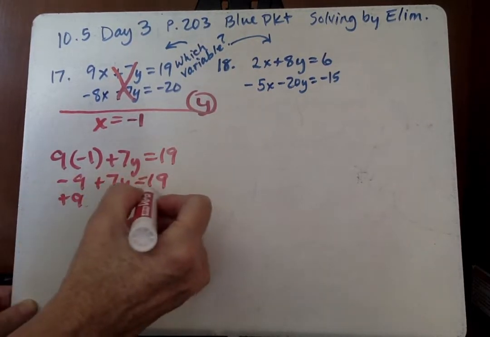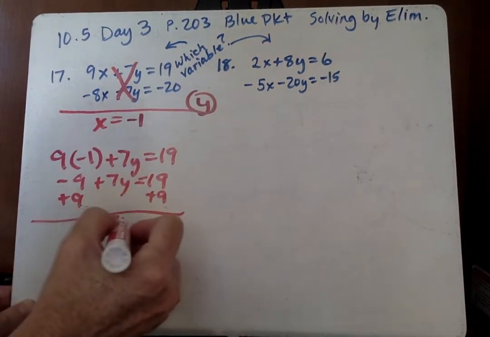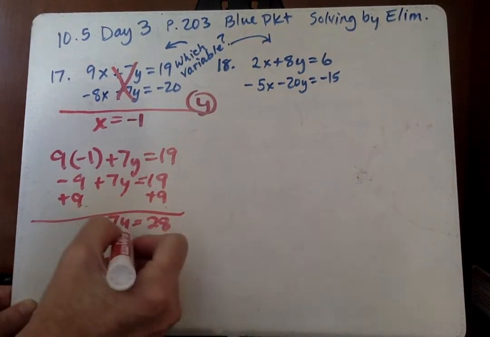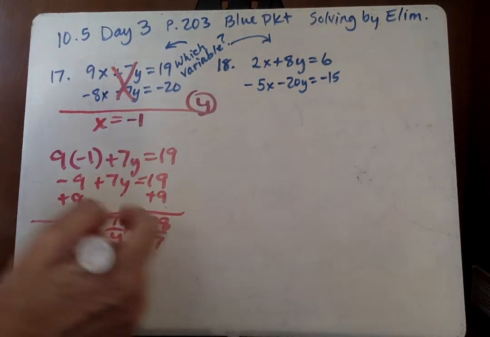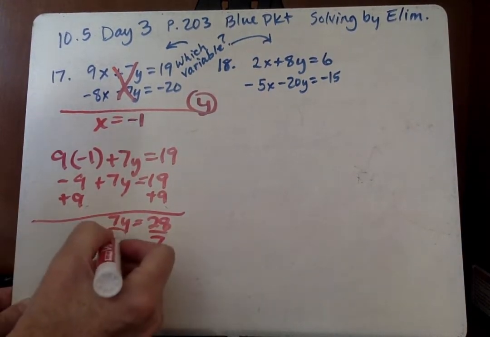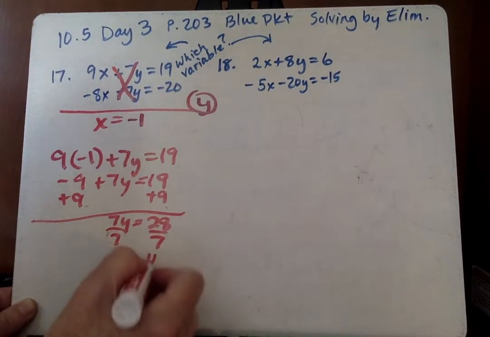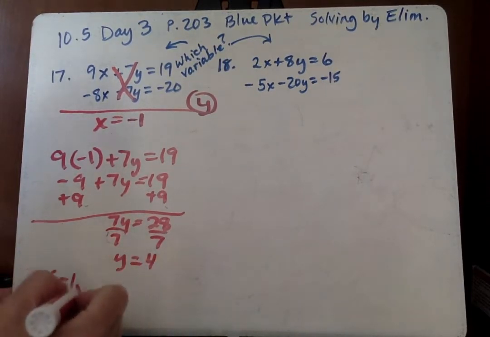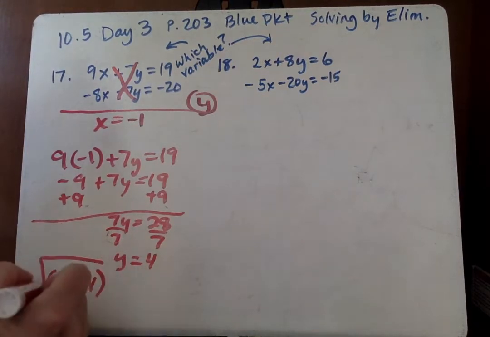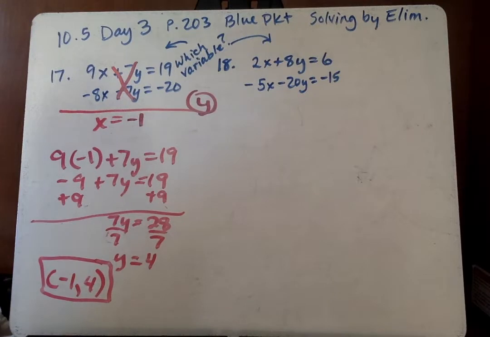Add 9. So 7y equals 28. Divide by 7, and y equals 4. So our solution is -1, 4. All right. Now we're going to go ahead and go on to the next one. On number 18, 2x plus 8y equals 6, and -5x minus 20y equals -15.